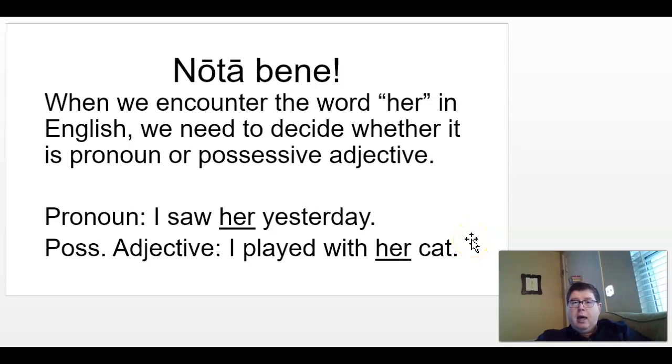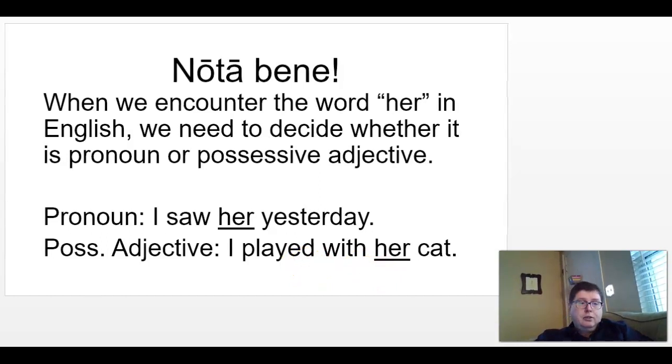I do want to alert you to one kind of unfortunate issue about English. The word her, you might even want to think of it as there are two different hers. One her that's a pronoun, such as I saw her yesterday. And a possessive adjective her, I played with her cat, where in this sentence her is an adjective modifying cat. So we need to think about that clearly. Whereas him and his are different. For the feminine, her can be either pronoun or possessive adjective.